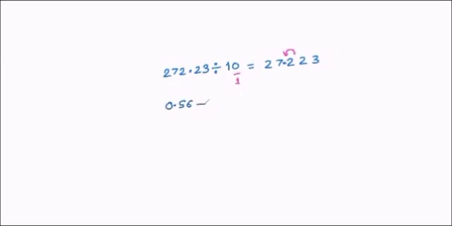Let's do one more. 0.56 divided by 10. We'll write 0.56 as it is. Take the decimal point for reference. It is here. Count the number of zeros in the divisor. It is 1. So move one place to the left because it is division. We come here. So we have to give our decimal point here. So the answer is 0.056.